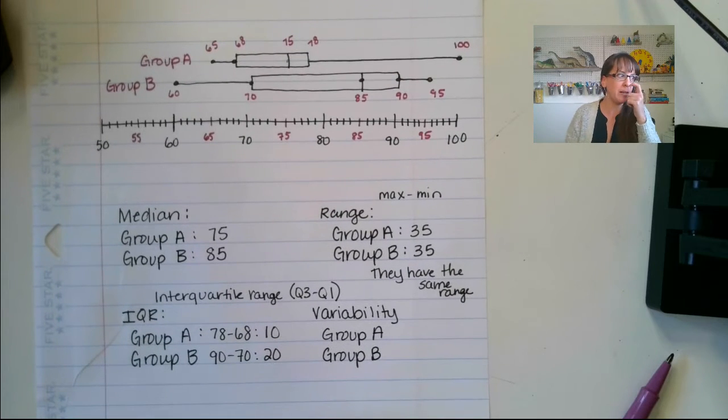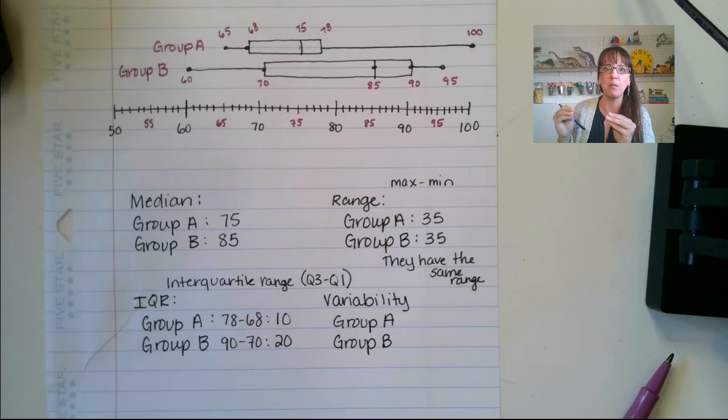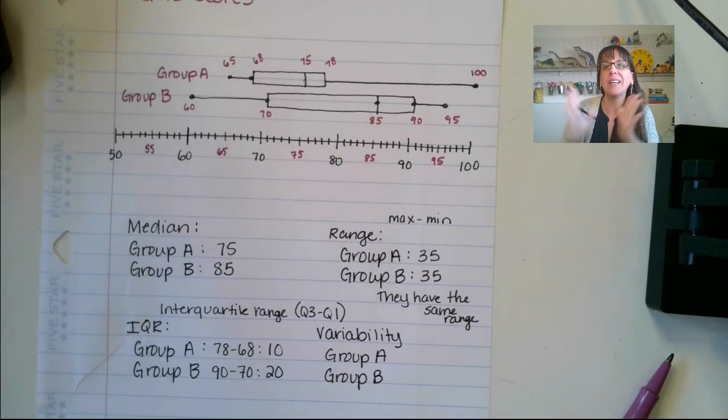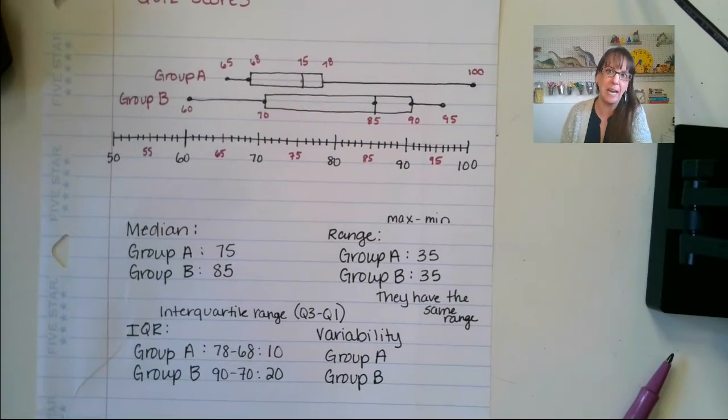So that means that we've got a similar interquartile range, but a little bit bigger for that second group, group B, because it means that the grades are more widely spread across, because there's 20, as opposed to group A, where everybody is right in between the 65 and 78 range.